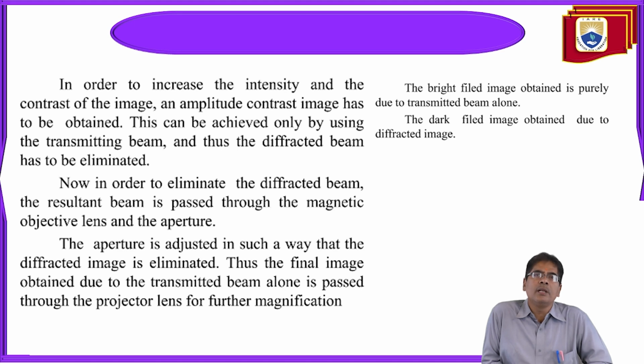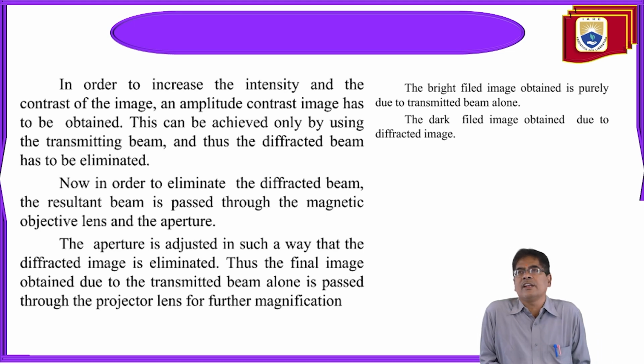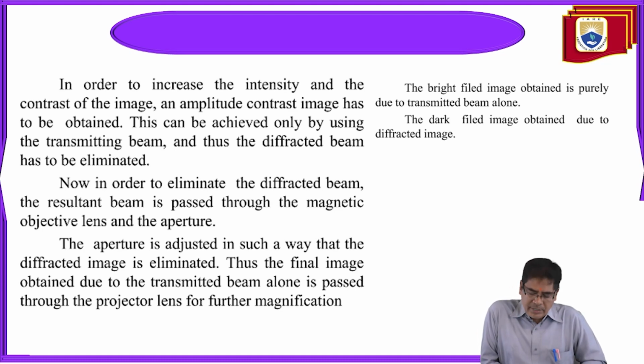Now, in order to eliminate the diffracted beam, the resultant beam is passed to the magnetic objective lens and aperture. The aperture is adjusted in such a way that the diffracted beam is eliminated. Thus, the final image obtained due to the transmitted beam alone is passed to the projector lens for further magnification. The bright field image obtained is purely due to the transmitted beam alone. The dark field image is obtained due to the diffracted beam.